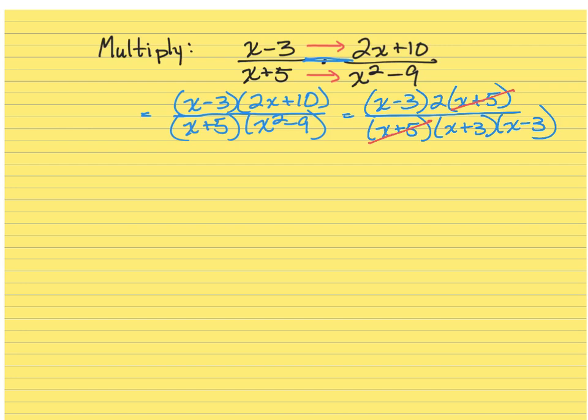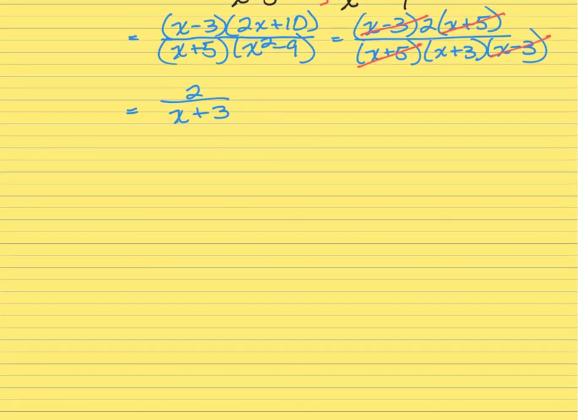x plus 5, x plus 5, x minus 3, x minus 3. And so we end up with just a 2 over x plus 3. And that's multiplication. Now you may have missed it. Let me do another one, because it is actually quite a bit simpler than you might expect. So let's do this one.